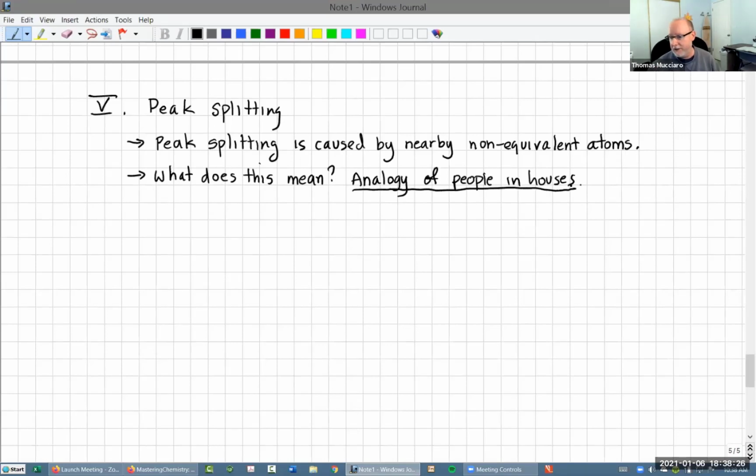I call it my analogy of people in houses, okay? And it's going to look really ridiculous. And then when you see how it works and it gives you the language, you're going to say, I totally get that. I can totally do that. All right. Okay. So let me show you my analogy. It's based on a picture. So let me draw the picture first, and then we'll do the analysis of the picture. Okay.